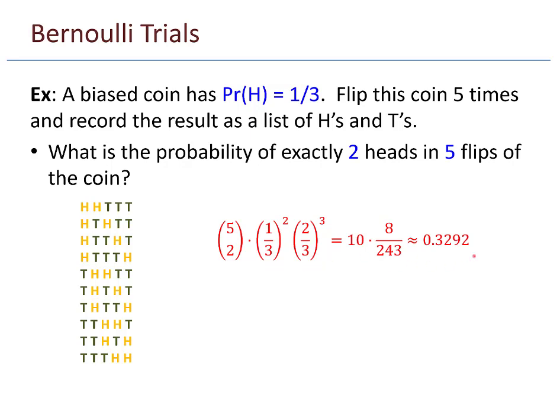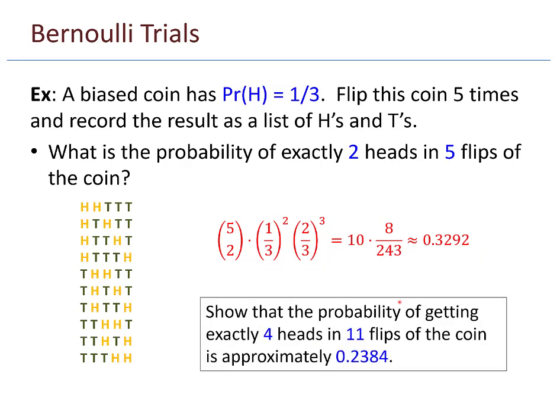Here's a final question to challenge you. Give this a try. Show that the probability of getting exactly 4 heads in 11 flips of the coin is approximately 0.2384. See if you can get it. Try your best. All right, so we have talked about conditional probability, and we have talked about Bernoulli trials, and that brings us to the end of section 6.2.